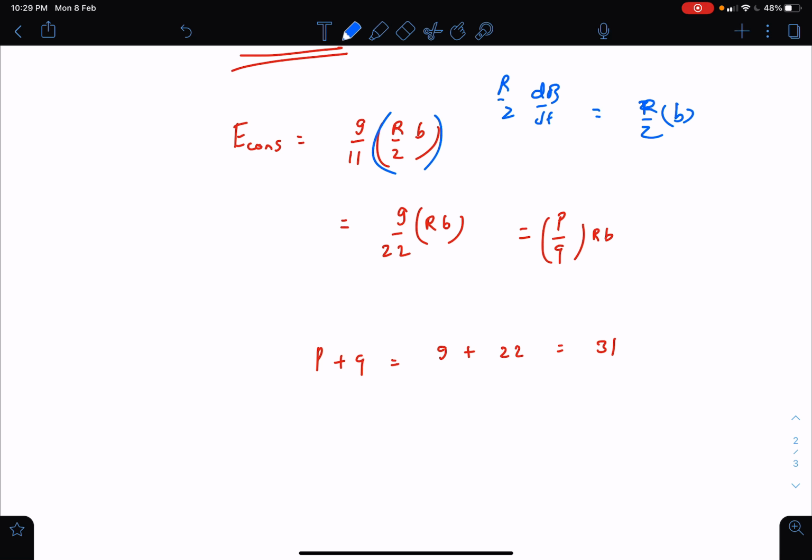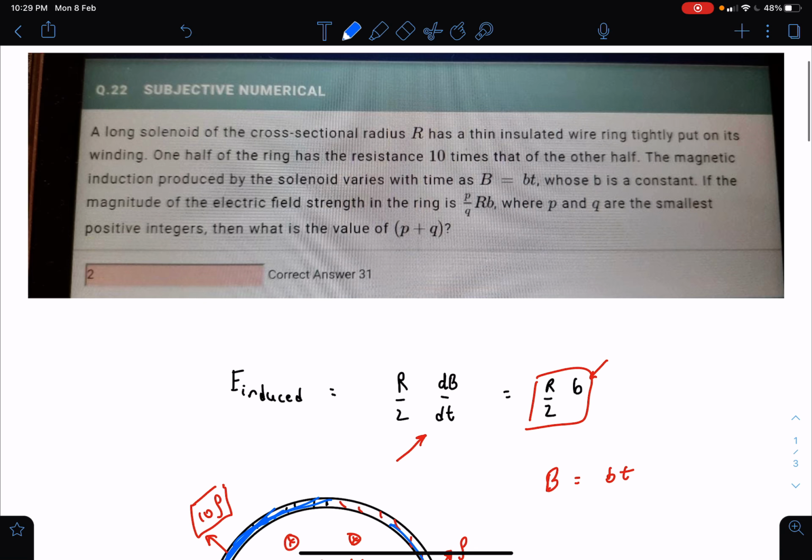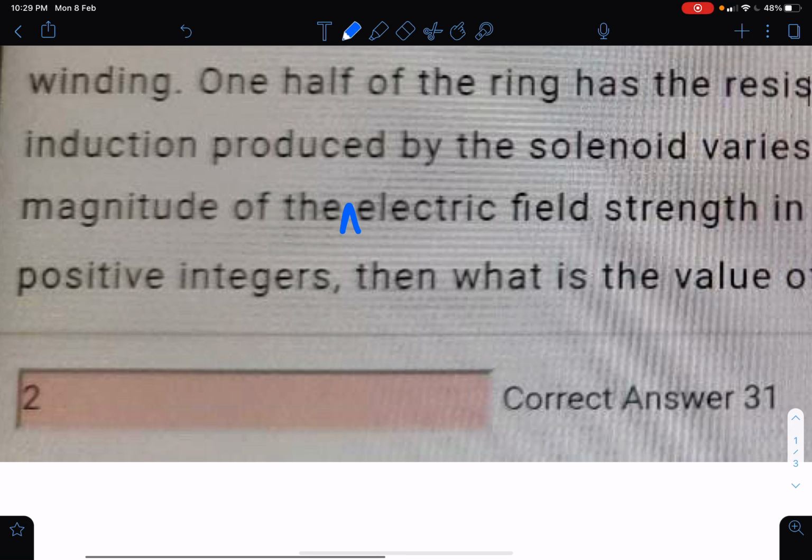So I think what is being asked in this question is the electric field created by the charge separation, which is a conservative electric field. Here it should be specifically mentioned what is the magnitude of the conservative electric field, assuming it to be the same throughout the ring.